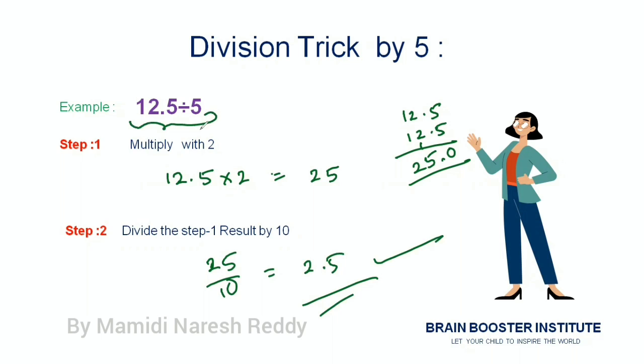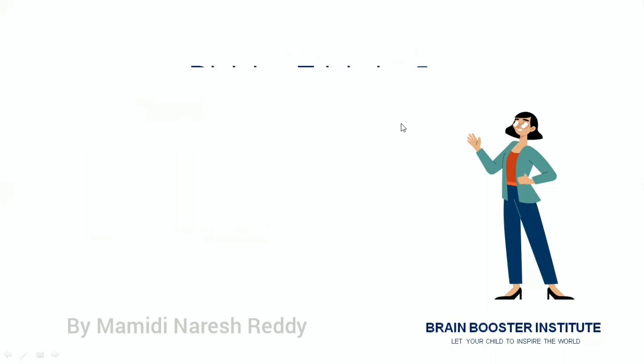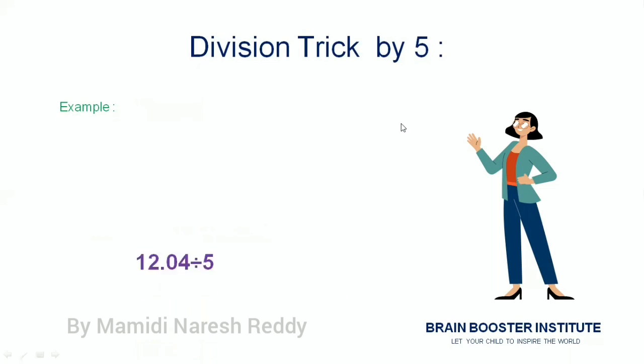So you can check this. We can divide 12.5 with 5. Definitely we'll get the same answer, 2.5 here. Now let's go with the next problem, my friends. 12.04 divided by 5. Let's see how the technique is going to help us to divide this problem. Multiply with 2. Let's see.